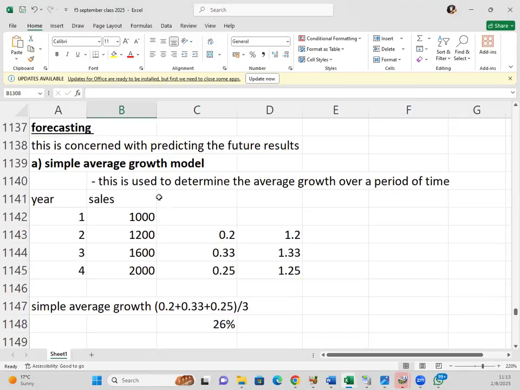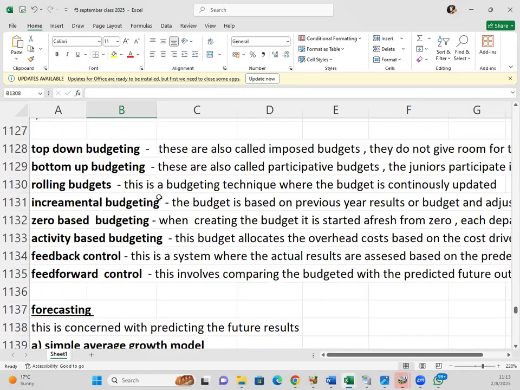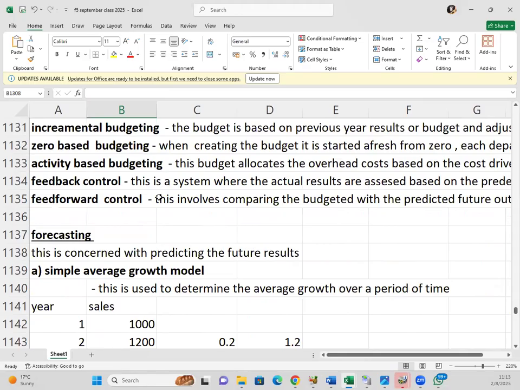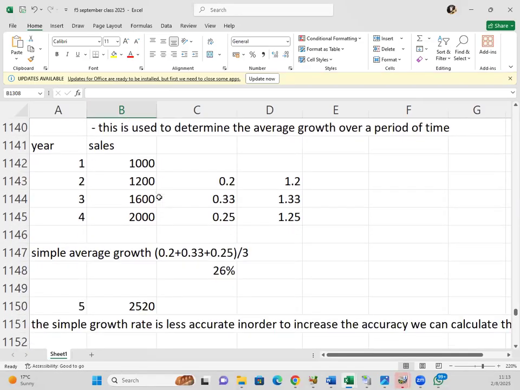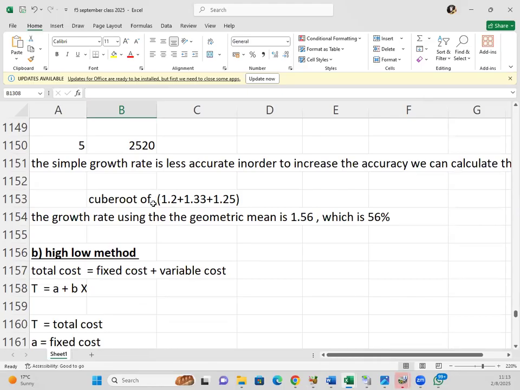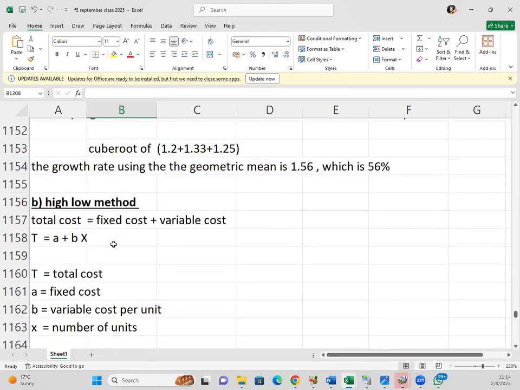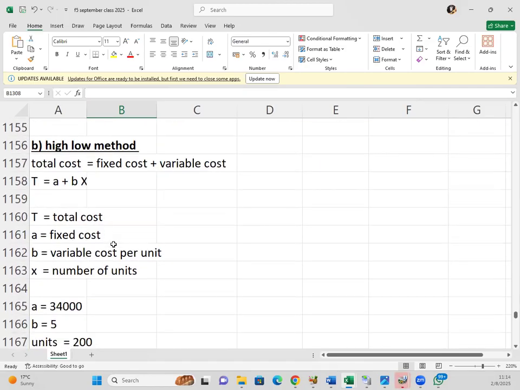So if you are predicting what is to take place in the future, we did look at the simple average growth model, which is used to estimate the growth rate. We also did mention the high-low method. The high-low method is used if you want to determine the variable cost that we then substitute into our total cost function. So once we have the total cost function, it can be used to predict the future.